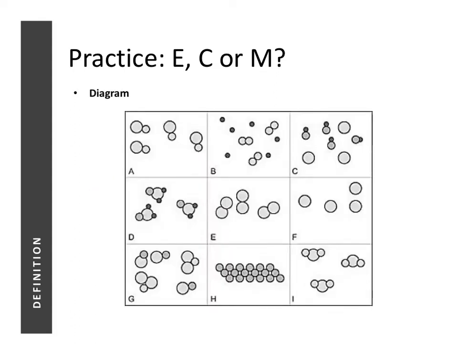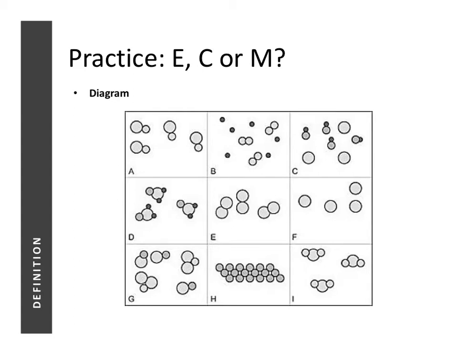Now the second type of question is where they give you diagrams, and from the diagrams you are supposed to be able to tell us whether each diagram is an element, compound or mixture. So for that, bear in mind that for an element you only have one type of particles. For a compound, you have two or more different particles that are chemically combined, meaning they are touching one another. For a mixture, you would have two or more different molecules or two or more different types of particles that are not chemically combined.